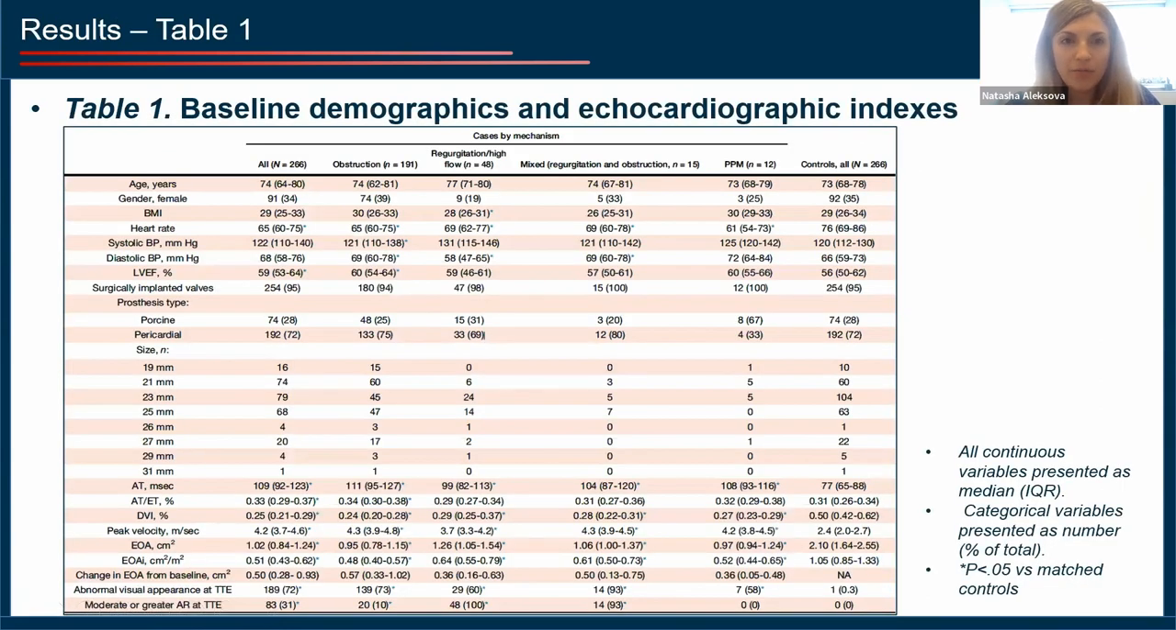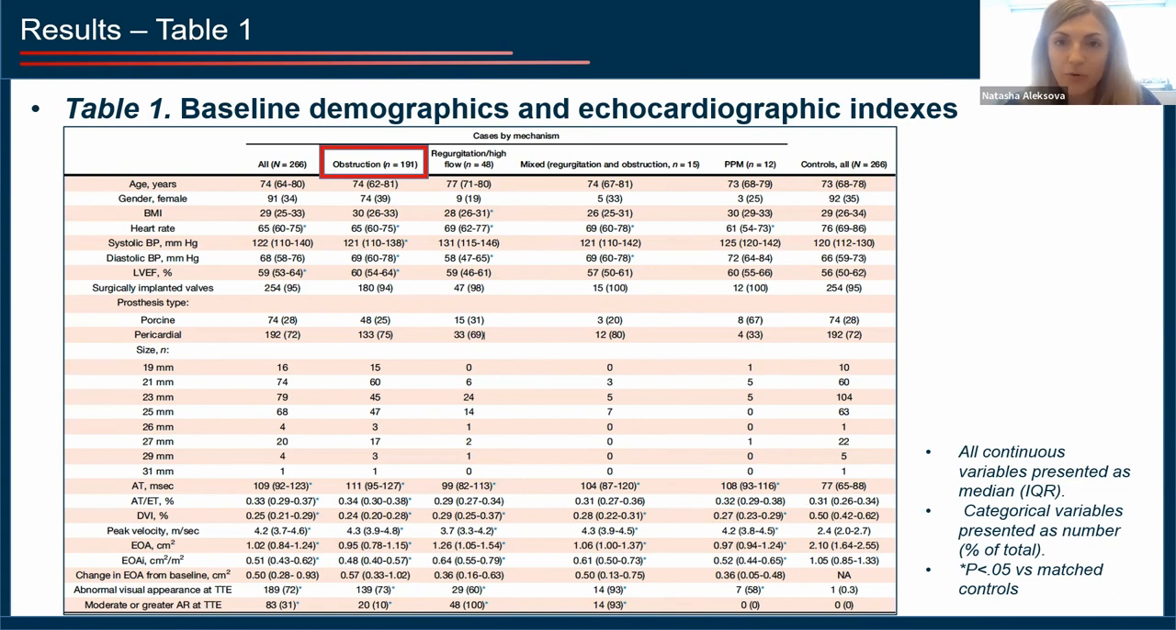So in terms of the results, this is the baseline characteristics. It's a big table, but I'll just focus on a couple of important points. The first is that there were 266 patients who had a bioprosthetic aortic valve dysfunction. And as you can see, the majority of them had obstruction, that is 191 patients had obstruction as the cause or the mechanism. In terms of controls, there were 266 patients in that arm as well.